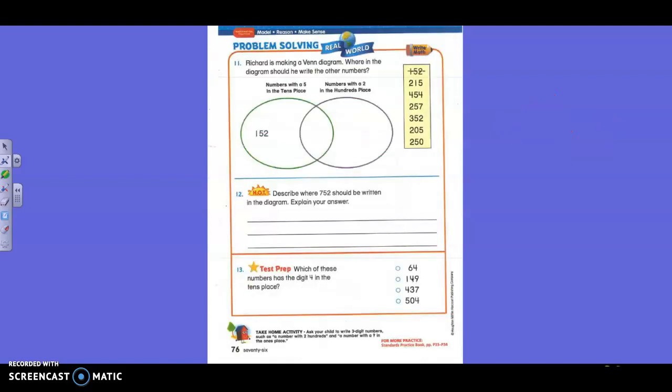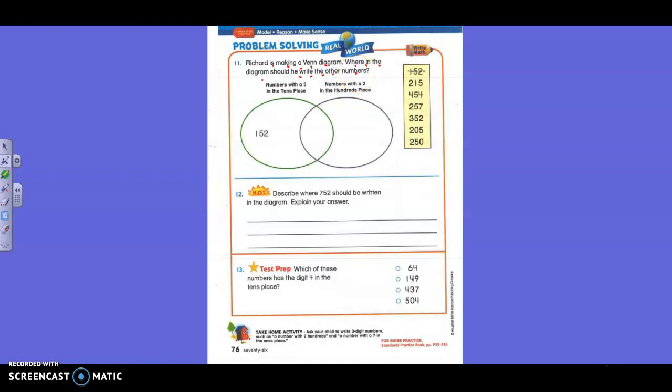Next page, turn it over. Okay, let's read the story problem. Richard is making a Venn diagram. Guys, a Venn diagram is just these two circles that come together, and then they have something in the middle, okay? Where in the diagram should he write the other numbers?